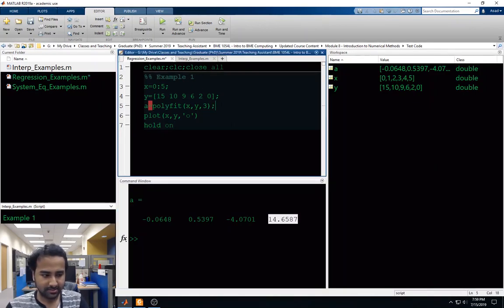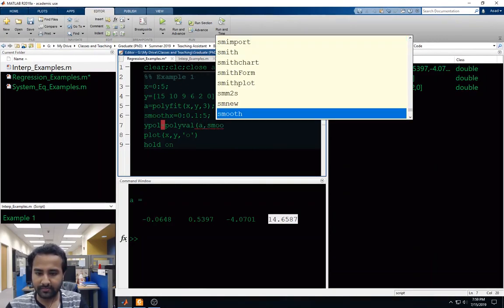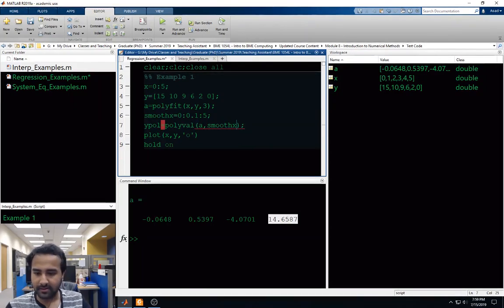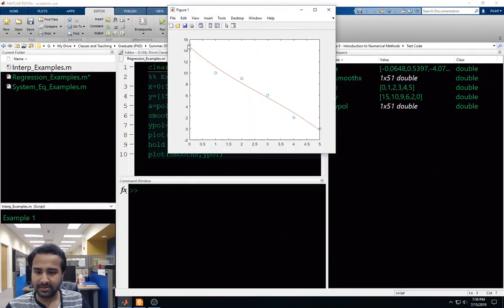And if we want to actually use it, we can make our smooth x variable, and let's have that go from 0, spacing of 0.1, to 5. Have our y pol be polyval. So now we're going to evaluate this smooth x using the polyval function. Awesome. Alright, and now let's plot both. So plot smooth x and y pol. And so we're going to have our data points, and then third order polynomial fit through it. So if we run our code, you can see here, it doesn't interpolate between any of the points, but it tries to find the line of best fit between them. In this case, for our third order polynomial, here's what it looks like.